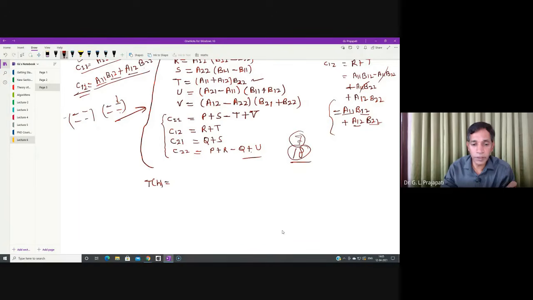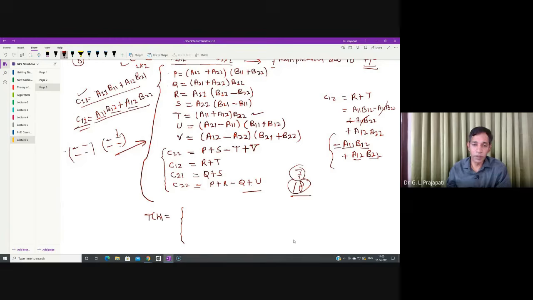Now, when you go for Strassen's formulation, if n is equal to 2, the small case, you are going to use this formula, and according to it, the number of multiplications required is 7, and 18 additions and subtractions. So the total number of operations is 25. When n is equal to 2, we require 25 operations: 7 element multiplications and 18 additions and subtractions.